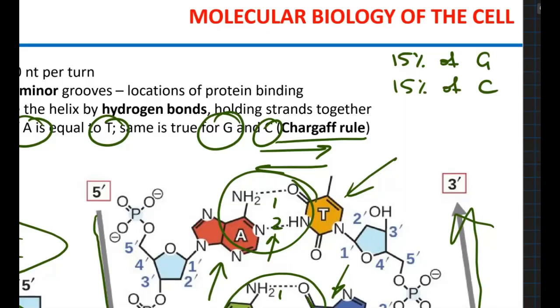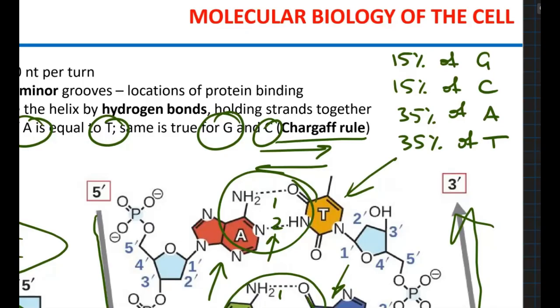Can you also give me the proportion of adenines and thymines? Exactly. So it's 100% total. We already used 30%, right? So we have 70% left. We split it in halves. We have 35% of A's and 35% of T's. Does that make sense to everybody here? Like the mathematics of that.